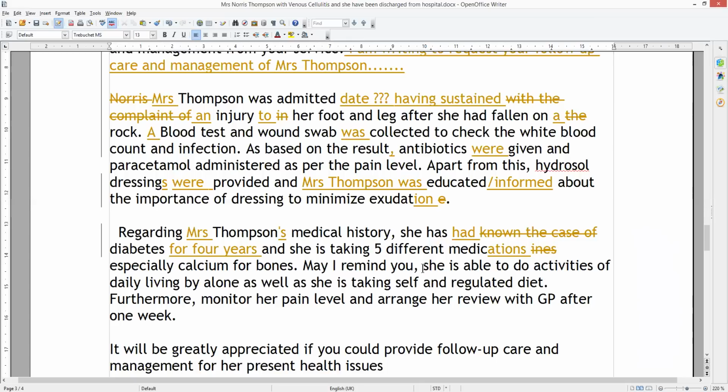May I remind you, she is able to do activities. Do activities? Oh, okay. Of daily living by alone. Right. So what's the reflexive pronoun? What reflexive pronoun do we need instead of alone? So it's either living alone or living by, what's the pronoun? Reflexive. What's the reflexive pronoun? Herself.